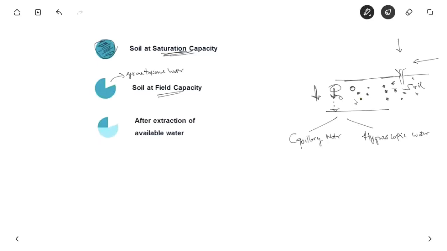Capillary water is nothing but the water which is held by the soil due to surface tension. Only capillary water can be absorbed by the plants. Hygroscopic water is a very thin film of water over the surface of the soil.